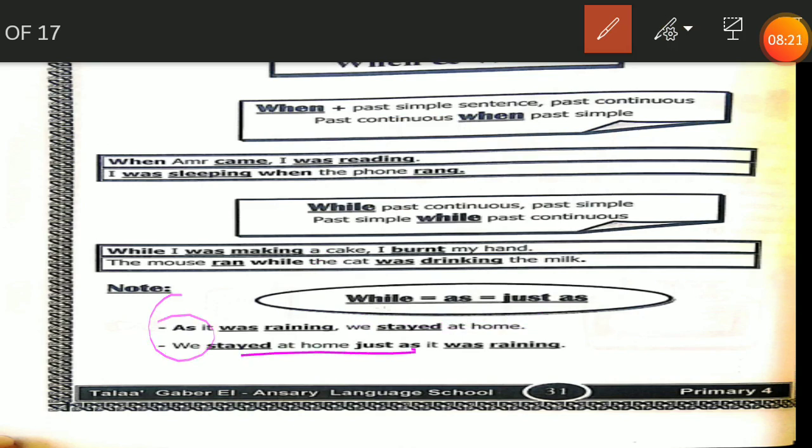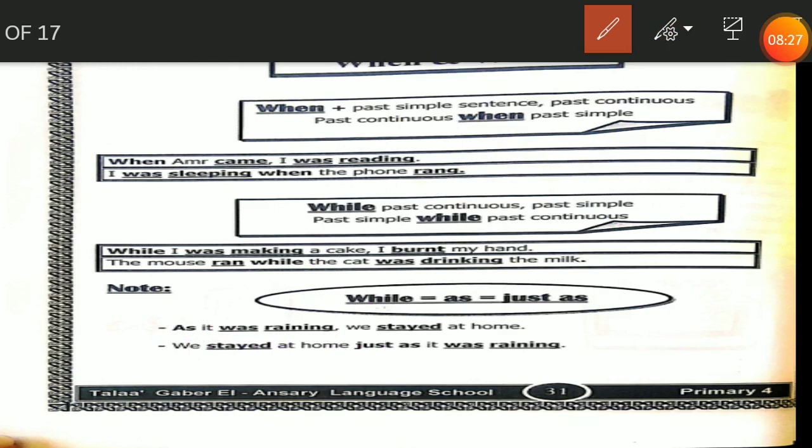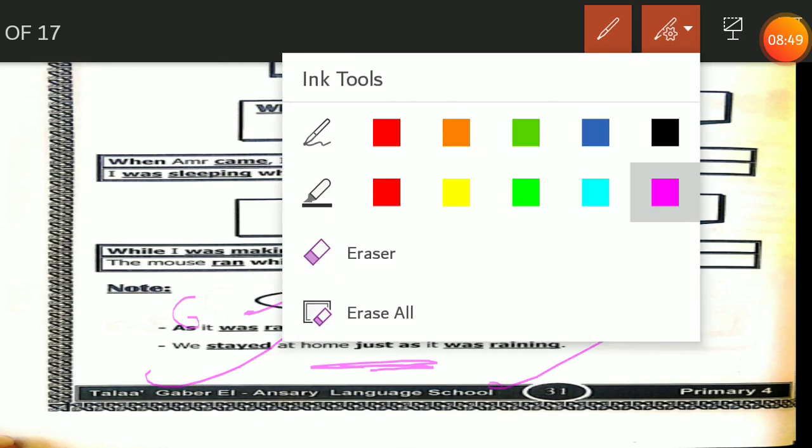As it was raining, we studied at home. After "as," which is equal to "while," we will put was or were plus verb-ing, and after "it" the past simple. The second one: we stayed at home just as it was raining. After "just as" we put was or were plus verb-ing, and after "it" the past simple. Okay?